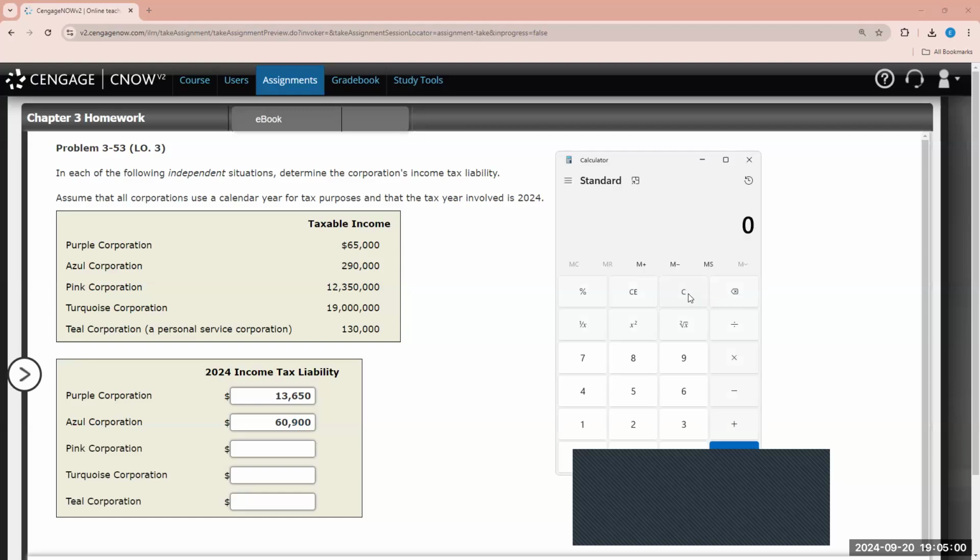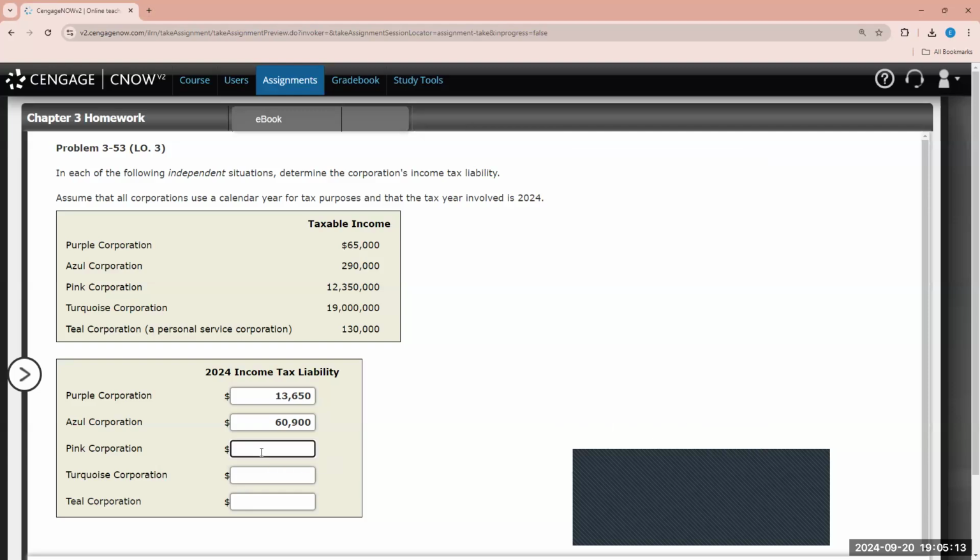For Pink Corporation, their taxable income is 12,350,000 multiplied by 21%. Their tax liability is 2,593,500. For Turquoise Corporation, their taxable income is 19 million.